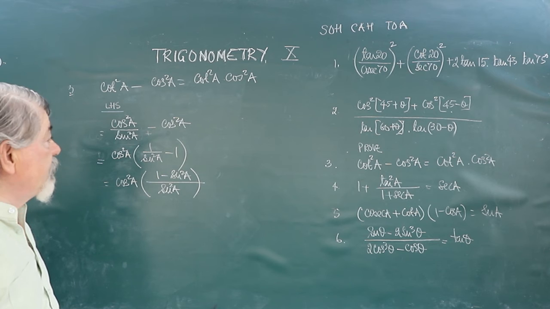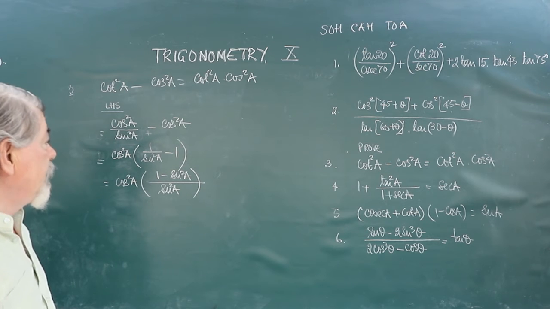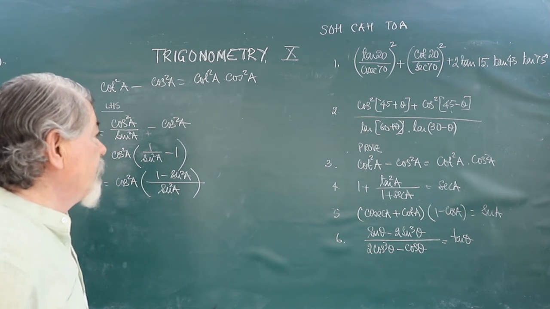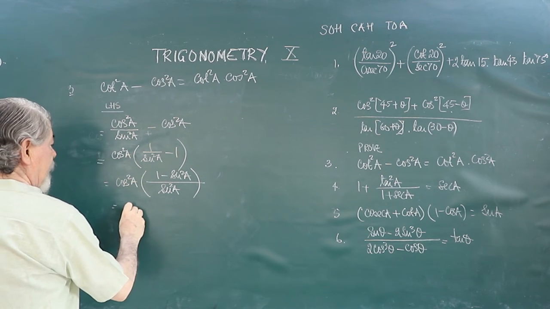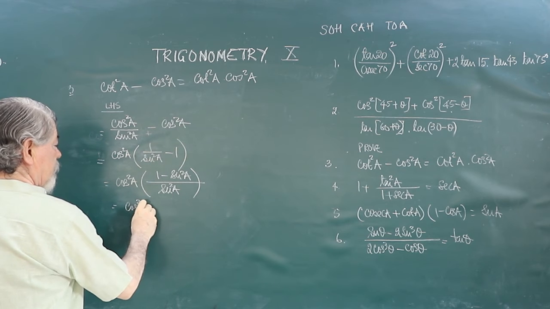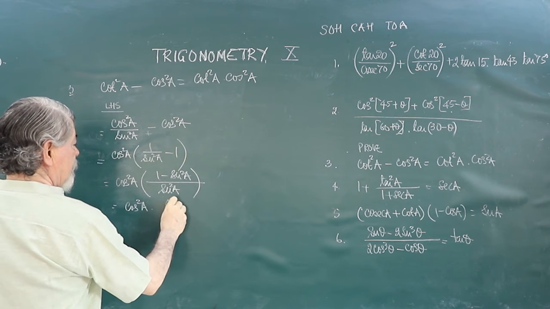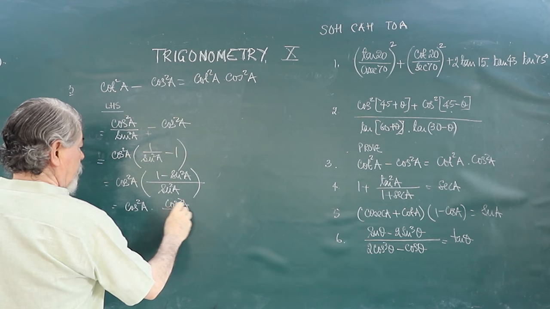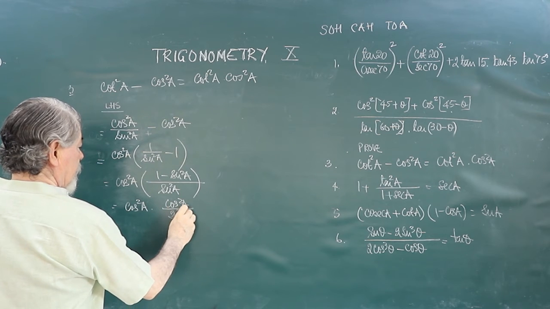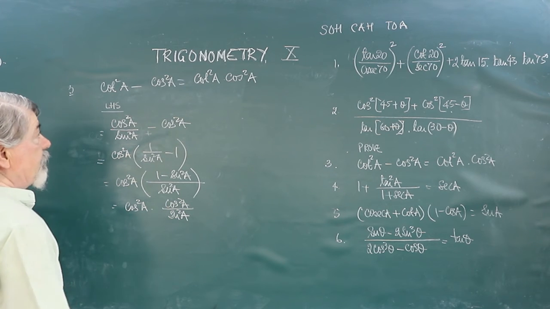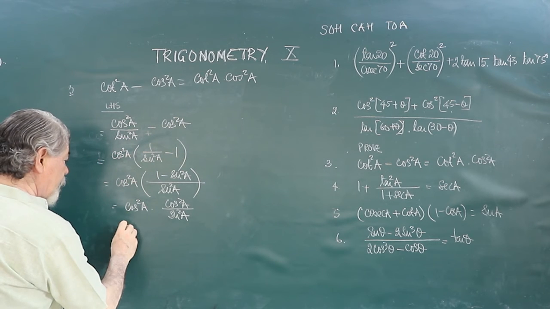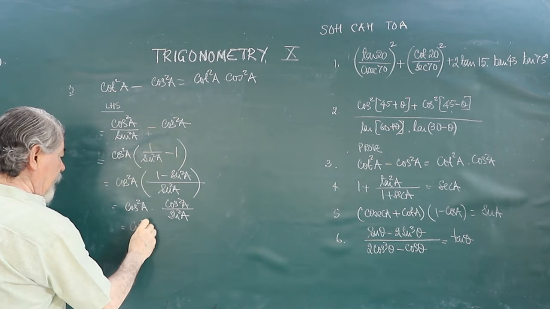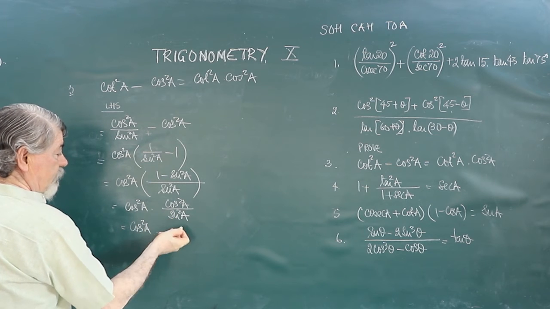It will become 1 minus sine square A. So I get cos square A. 1 minus sine square A is cos square A upon sine square A. In the answer I want cos square A and cot square A. I have cos square A, and if you divide cos by sine, you get cot.